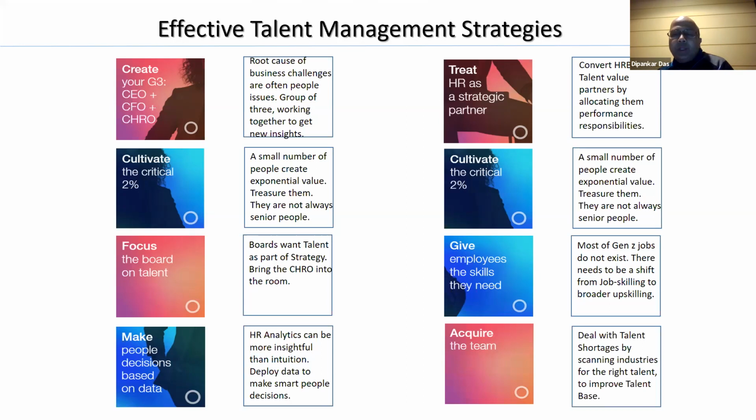Next is dealing with talent shortages by scanning industries for the right talent to improve your talent base. It should not so happen, as we have been discussing, that suddenly your top talent goes missing and you don't have a plan B in place. So it's important to have a plan B and be ready for eventualities where you may suddenly be missing out on key talent. You need a succession plan, which is internal, and also a talent acquisition strategy, which may be looking at external talent. Those are some important pieces of TM strategy.